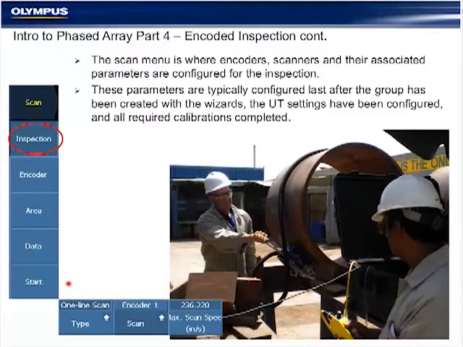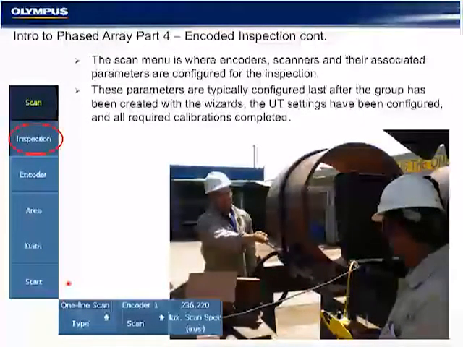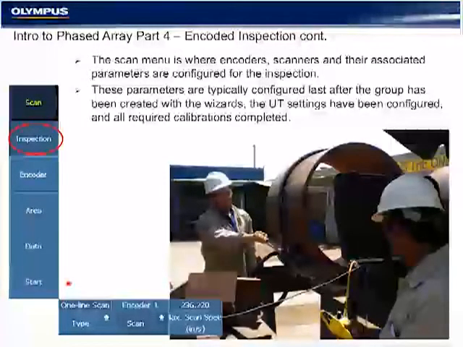The benefit of the phased array one-line scans on 1D linear array probes is that a traditional raster scan or an arm and wheel type movement in two directions can now be replaced with a one-line scan. That dramatically simplifies both the mechanics and the software of acquiring the data, as one axis is electronic, one axis is mechanical using the encoder. And these parameters are typically configured last after all of the UT and phased array has been set up and calibrated using the wizards.